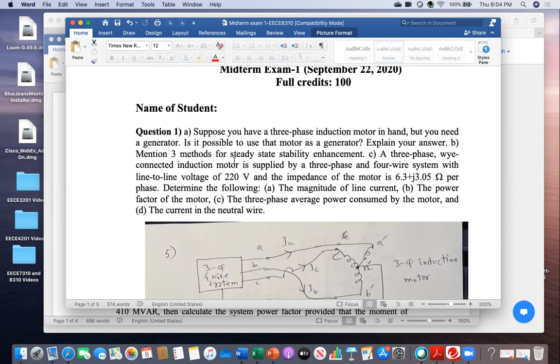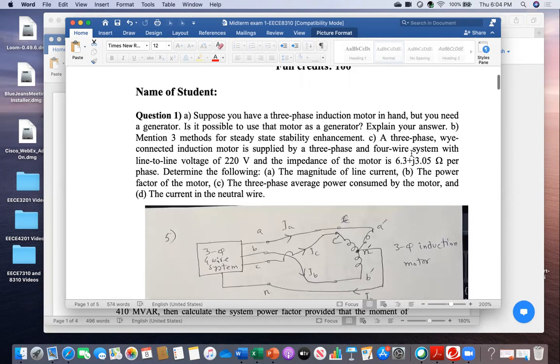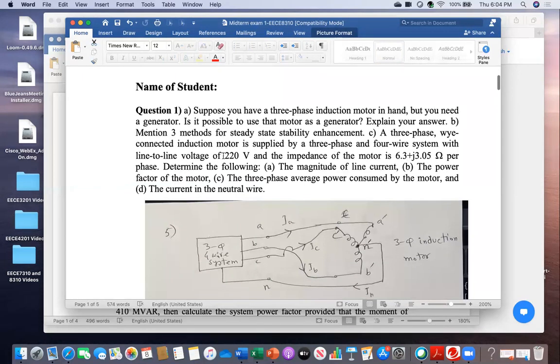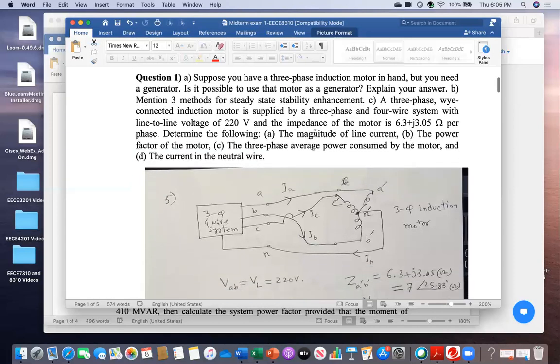And then, mention 3 methods for steady state stability enhancement. I think I just discussed that. This question is here, but I think it was not asked to the master's students. A 3-phase Y-connected induction motor is supplied by a 3-phase 4-wire system with a line-to-line voltage of 220. The impedance of the motor is 6.3 plus j3.05 ohm per phase. Determine the following: the magnitude of line current, the power factor of the motor, the 3-phase average power consumed by the motor, and the current in the neutral wire.